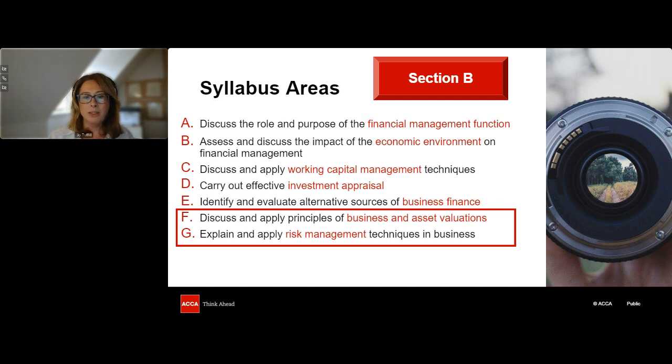It's one of those things that most students think, well, I don't really like asset and business valuations and risk management. They're not coming up in section C, so I'm going to avoid them. You can't avoid them. They will be coming up in section B and they will be 20 marks. So hopefully you've been warned.